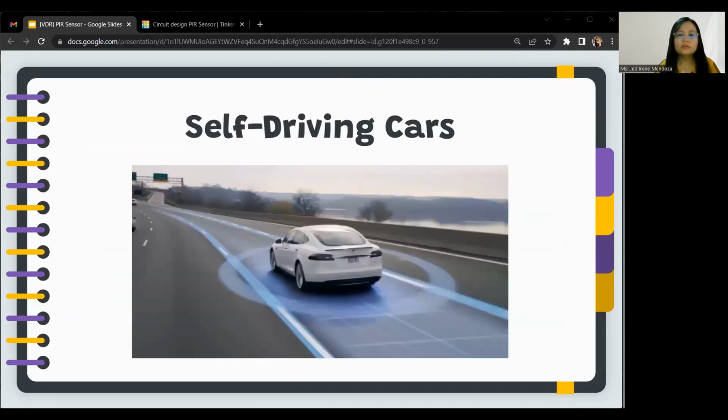Very good. How do you think Tesla's self-driving car works? Right? It uses a bunch of sensors to safely run on the road because that is a car. It is very prone to accidents. And one of these sensors is, of course, the PIR sensor. Since the PIR sensor can detect movements of most things, animals, humans, it allows self-driving cars to avoid accidents.